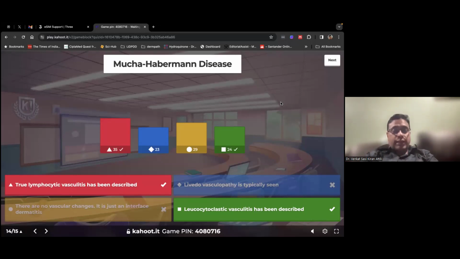So it is also the correct answer, actually, sorry. Though leukocytoclastic vasculitis is typical, lymphocytic vasculitis has also been described. So therefore, you've got 2 answers. Livedoid vasculopathy is not seen. And yes, pityriasis lichenoides is an interface dermatitis. In Mucha-Habermann disease, both lymphocytic and leukocytoclastic vasculitis have been described, though leukocytoclastic vasculitis is more common. But yes, if you've answered both or one of them, you've got at least half of the answer right.